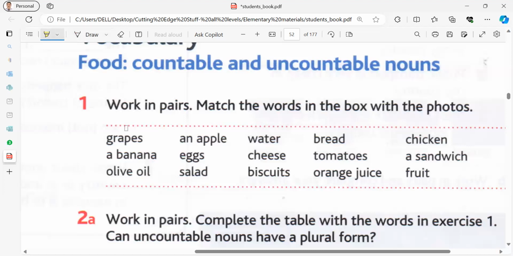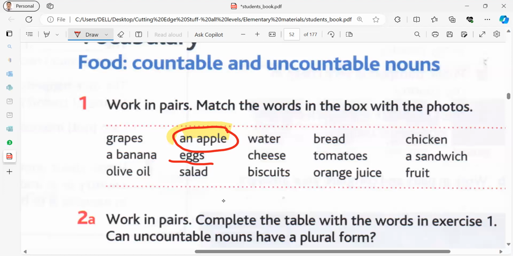Again, please circle singular nouns, like an apple, singular. This one, circle. Eggs, for example, plural. Can you do that? Yes, we can. Please put a circle around the singular nouns and underline the plural nouns. You have half a minute, please, quickly.